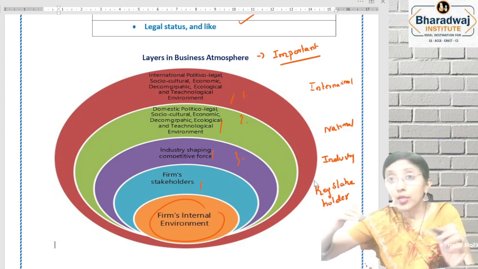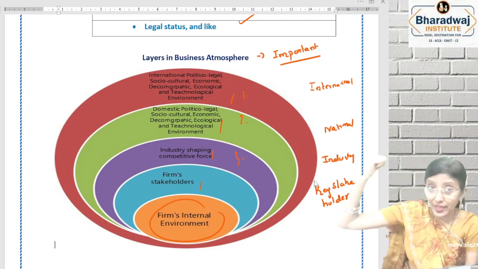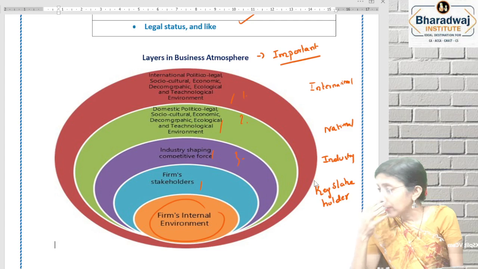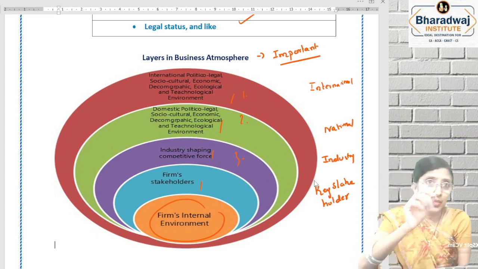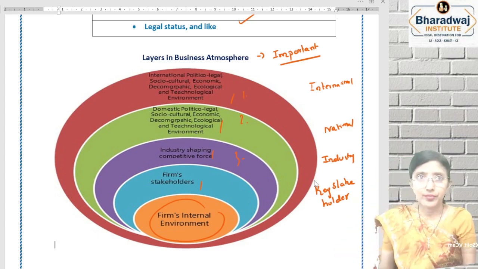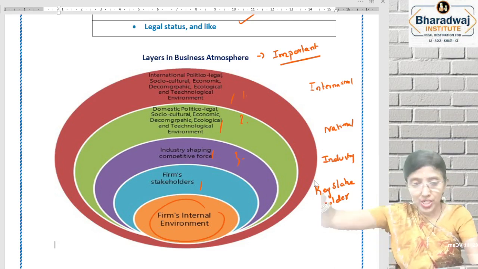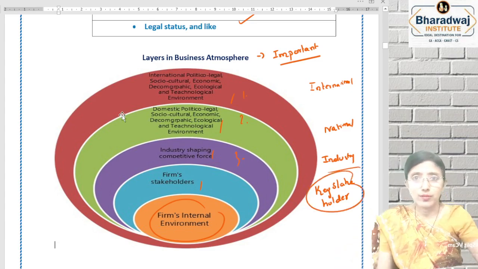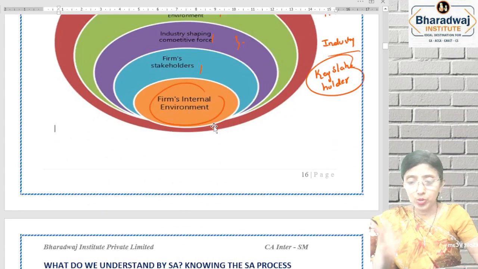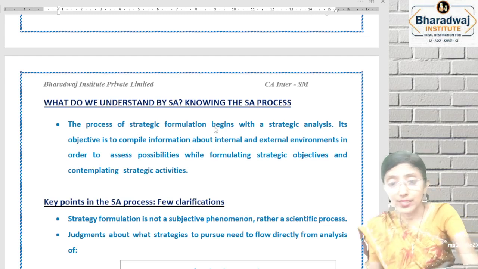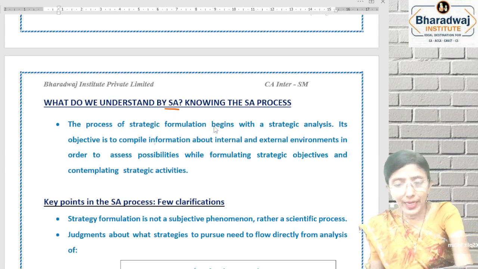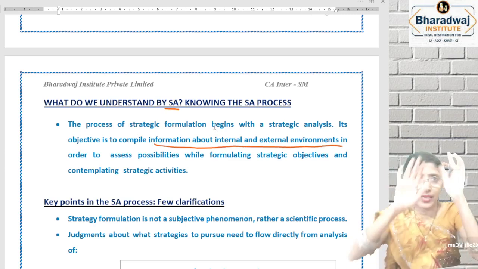International, look at this. Because in your book, they have added internationalization of business. In your SM material itself, it is there. For nationalism, they have even given the example of Make in India, Atmanirbhar Bharat, self-sufficient India. Okay, all the 4: international, national, industry, your own key stakeholders. That's why in the capsule I have given this. So what do you understand by ESSA? What is this ESSA? Compiling information about internal and external environment. That's all.